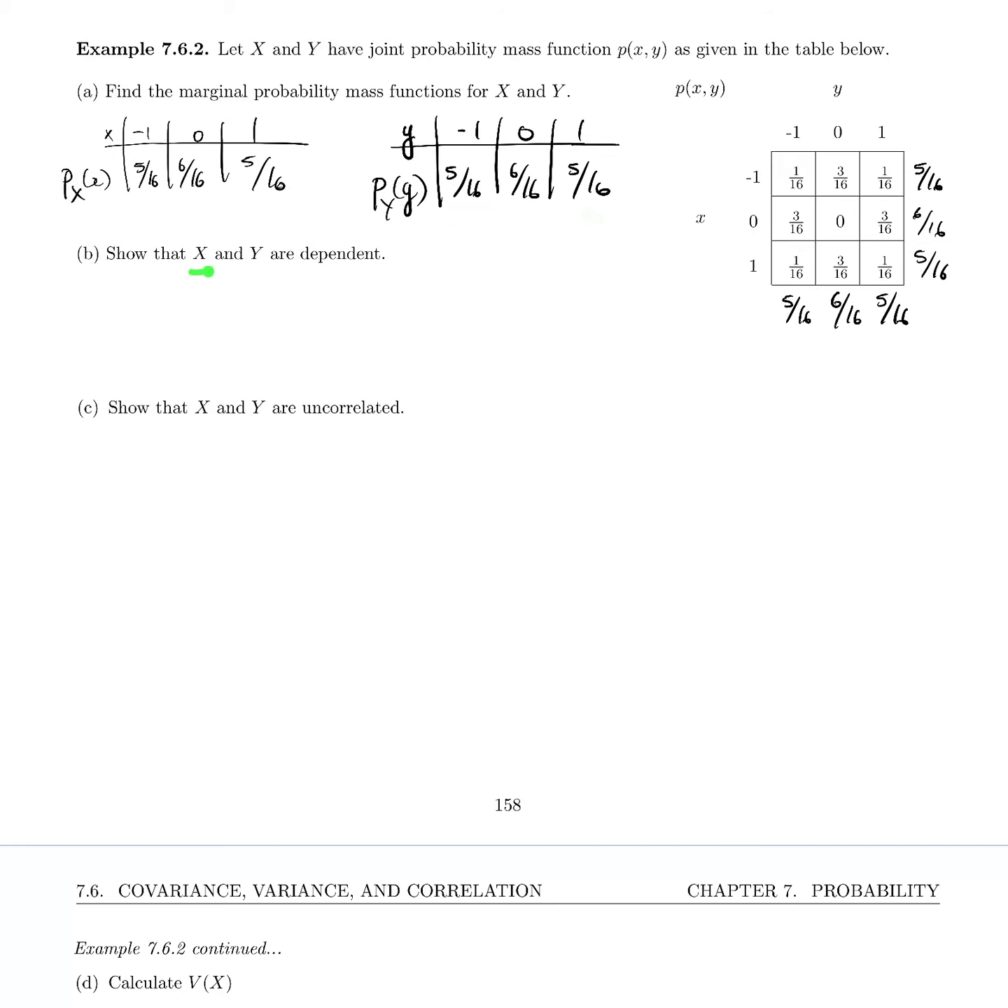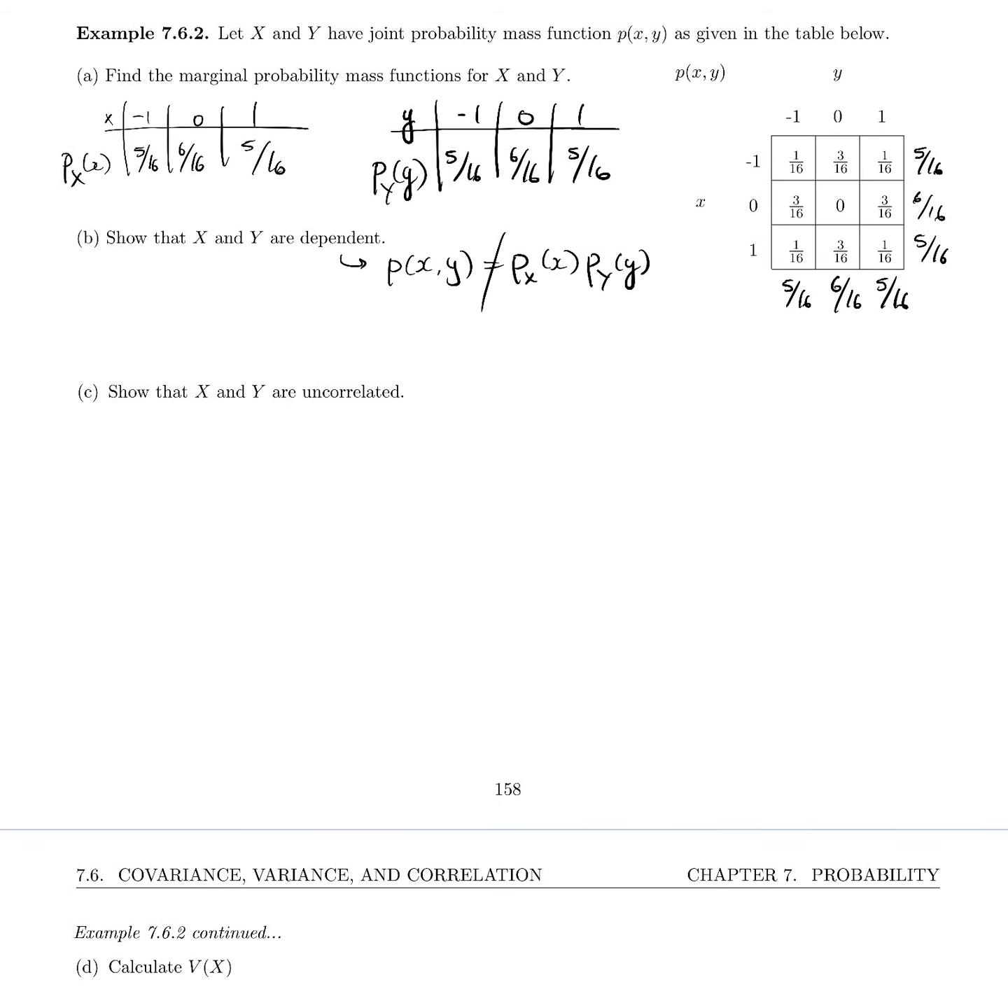Now we're asked to show that x and y are dependent, which means that we need to find at least one value of x and y so that the product of the marginals does not give the joint. So this is independence if the marginals multiply to give the joint. And so we need to show that there's at least one value where that doesn't happen. So let's look, any of them will actually probably do, but let's look at 0.